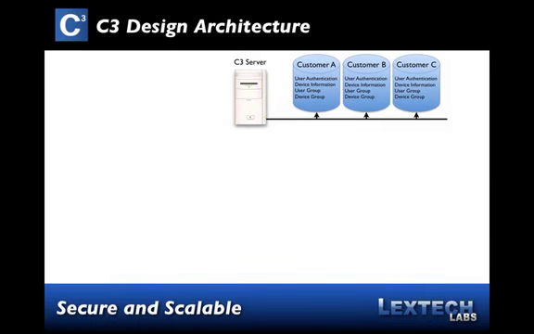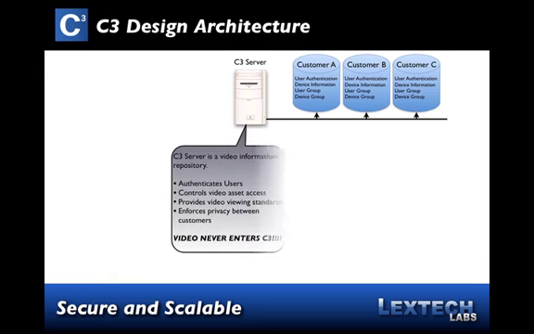Part of the technology components of the C3 architecture is a C3 server. A C3 server is the video information repository for everything about your video system. It holds the users that are allowed to see video remotely. It authenticates those users. It controls video asset access. It provides video viewing standards across different viewing platforms. And it enforces privacy between customer organizations.